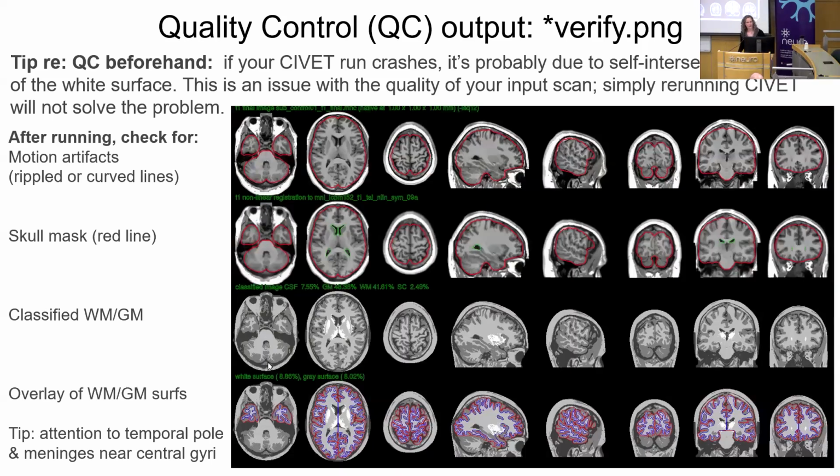So after we're running, we're going to look at the verify image. You can check for motion artifacts. Instead of your image being nice and sharp, you might see rippled or curved lines. Again, you don't see it here because this is a good example, but this is the image that you would see it in. You can check the skull mask, which is the red line here. You can check the classification and the volume of white matter and gray matter, and also the overlay of the surfaces. On this image, especially at this bottom row here, you want to pay careful attention probably to the temporal pole. Sometimes it's cut off, or the meninges near the central gyri, because sometimes they're picked up by accident.